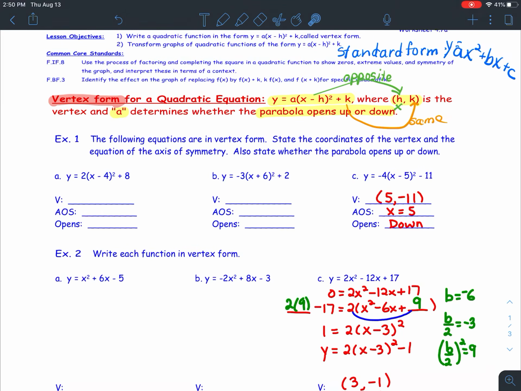Okay, so what we're asked to do are three things here. We want to state what the coordinate of the vertex is. We want to state the equation for the axis of symmetry. That's something we haven't done since section 4.1. And then we just simply want to say whether this opens up or down. Okay, so I'm going to grab that number in the parentheses. I'm going to flip it from a -4 to a +4, so that's the opposite. I'm going to grab the number outside, and I'm going to keep that one the same. So the vertex is at the point 4, 8.